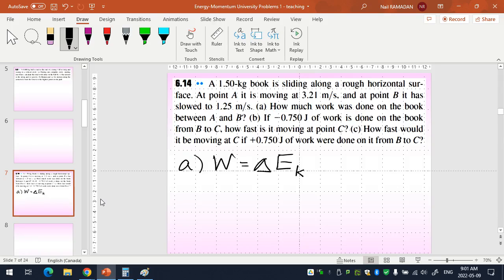What's delta all the time? Change. But what's mathematically the formula? Final minus initial. So EK final subtract EK initial. Keep going. What's next? Come on, people. I know it's Monday, but come on.